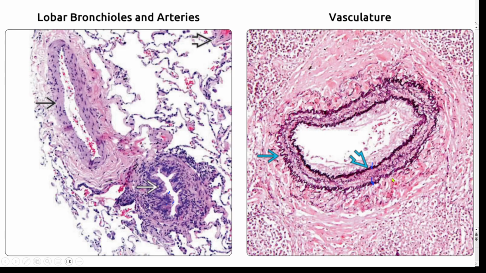Larger arteries, like this one, have lamina on the inner and outer side, which is an elastic lamina delineated here with the stain elastin. This is an elastin stain.